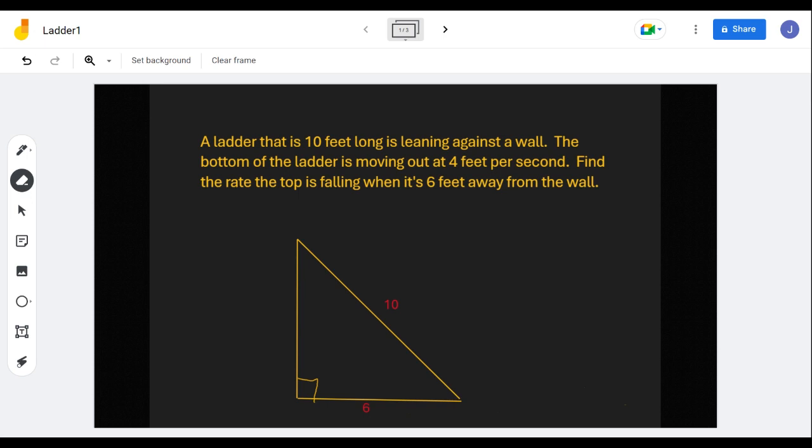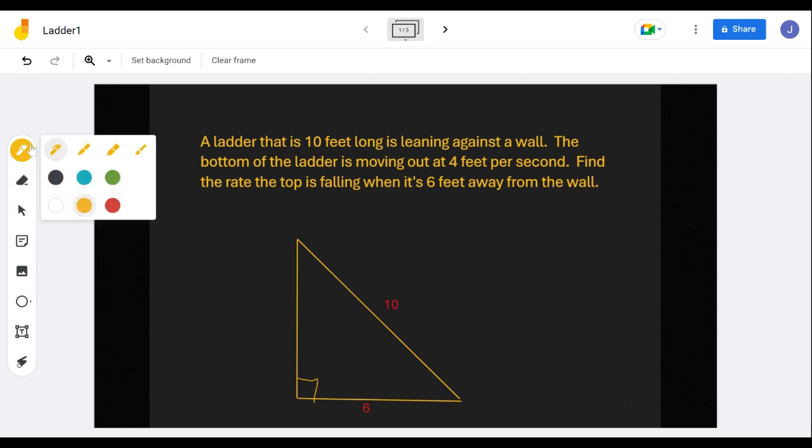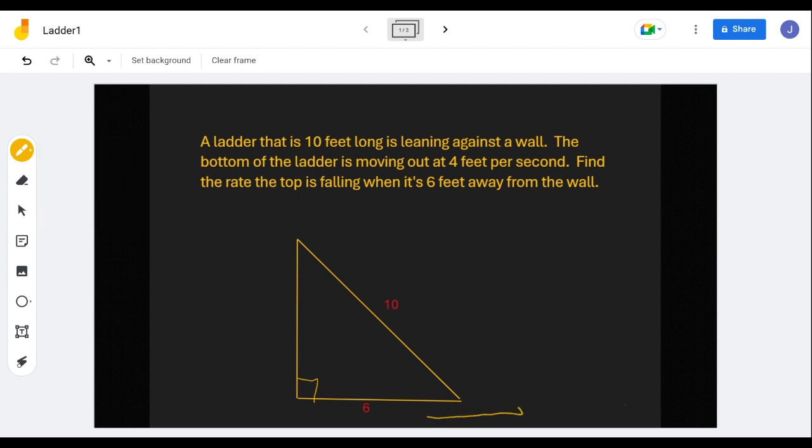Hi guys, so this is what's known as a related rate problem in calculus, and it's solved by using something called implicit differentiation. We don't have to go into too much of those details, but we have a ladder that's 10 feet long, and it's leaning against a wall, and the bottom of the ladder is 6 feet away from the wall, and it's moving out at 4 feet per second. So the bottom of this ladder is moving out at 4 feet per second this direction, to the right.